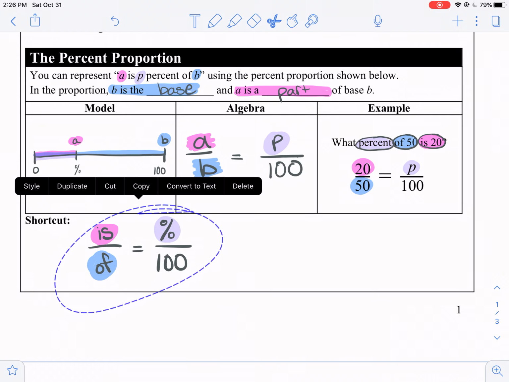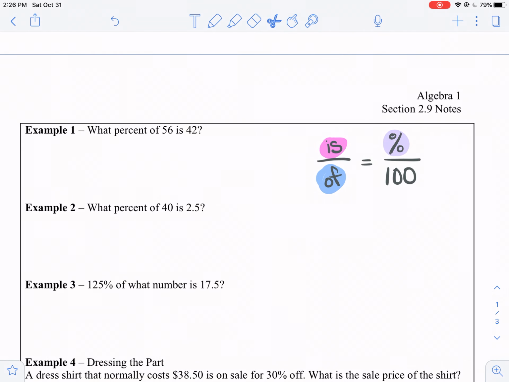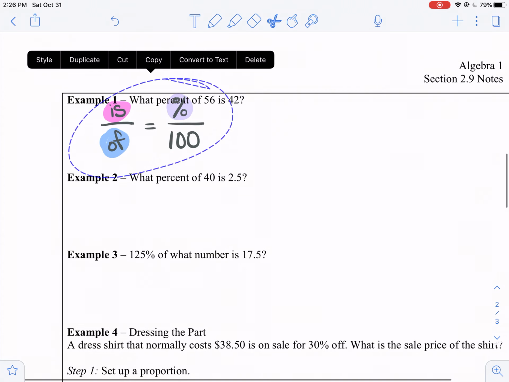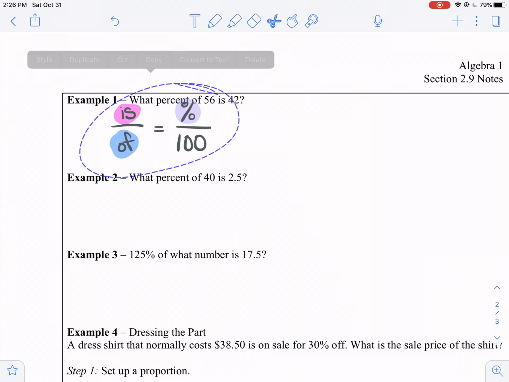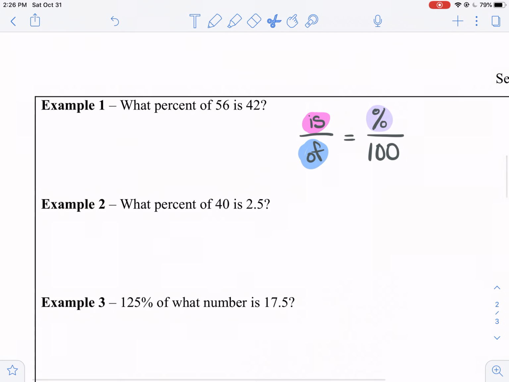This is our shortcut. Let's apply it in 3 different ways. Oh man, I set up these examples badly. That's okay, we'll do it multiple times. Because sometimes you'll know the is number, sometimes you'll look for the of number, and sometimes you'll look for the percent. So here, we have what percent of 56 is 42? Well, let's find out what we know.